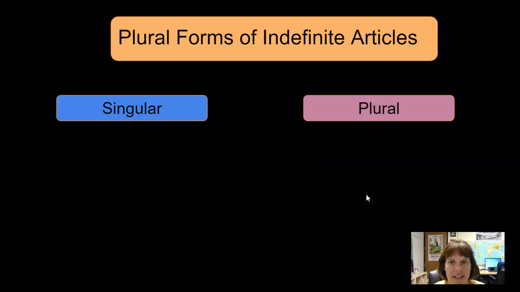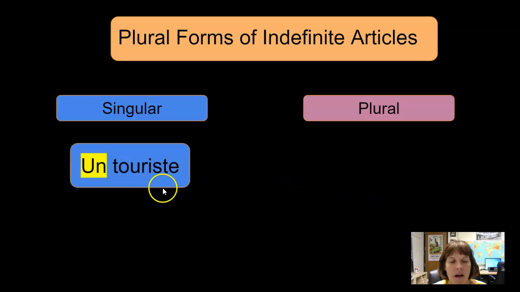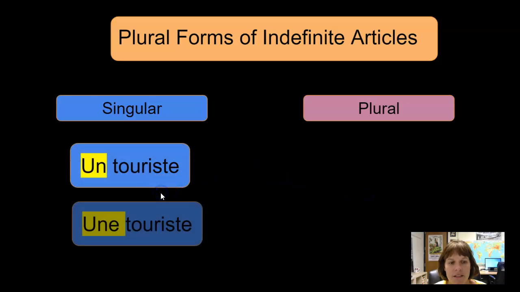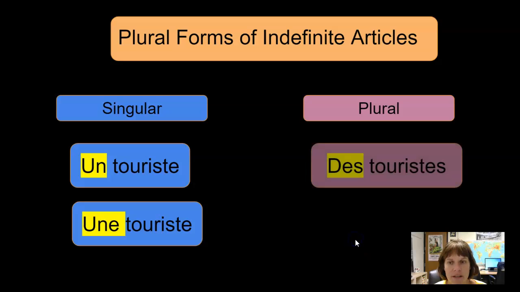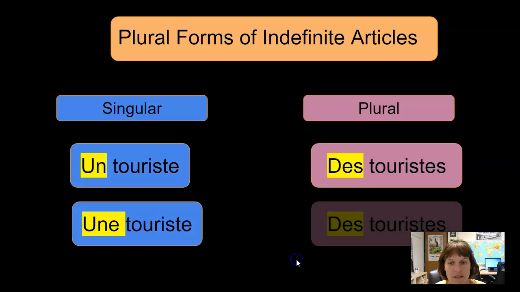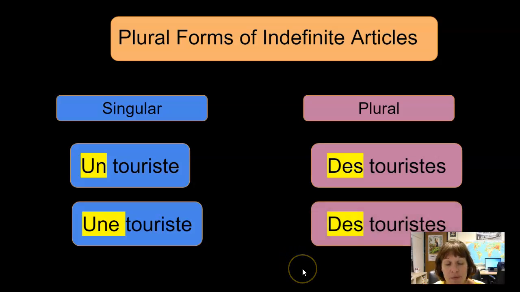Plural forms of indefinite articles, un touriste, une touriste. Here I have the masculine on the top and the feminine on the bottom. The plural of un touriste, des touristes. Un touriste, des touristes. So the plural is the same for the masculine and the feminine.